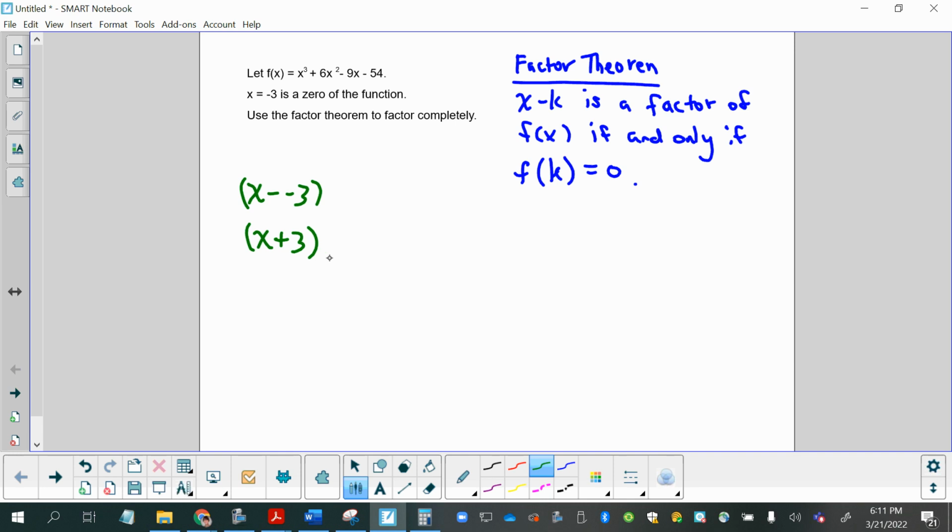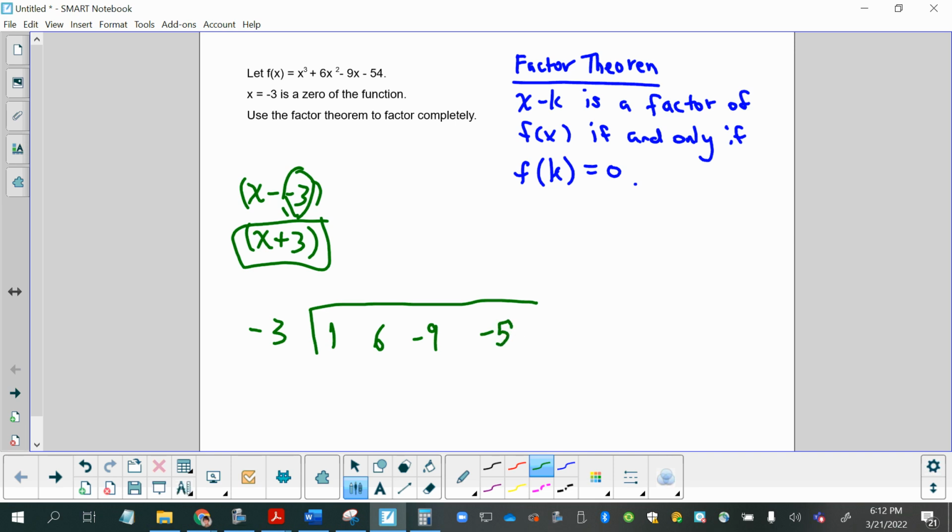That can be simplified to x plus 3. And so what this means is that when we divide it into the greater polynomial, we should get a remainder of 0. And we can use synthetic division for this. Now, notice that this is my factor, but this was the 0. So we're going to do -3 and synthetically divide the coefficients of the polynomial in descending order without skipping any. So the coefficient of x cubed is 1, the coefficient of x squared is 6, the coefficient of x to the first power is -9, and then the constant is -54.